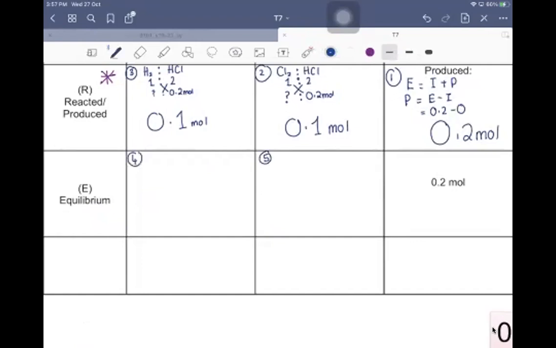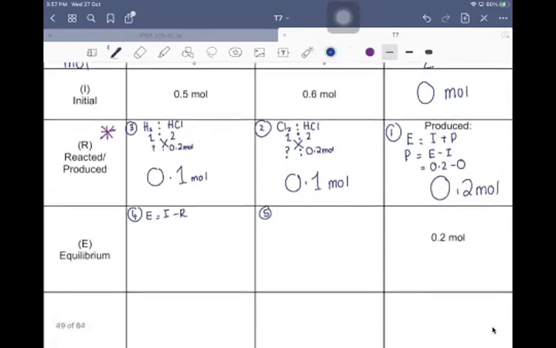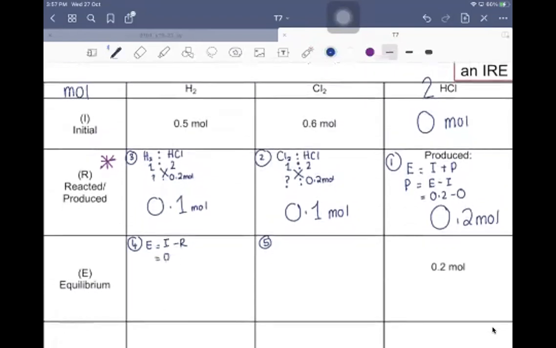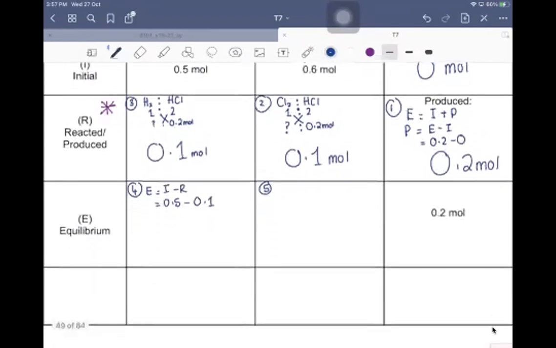Okay, they can be interchangeable. You can deal with 5 first and then followed by 4. It doesn't matter. So at equilibrium, you need to take the initial amount minus how much has reacted. So that makes sense, right? That tells you how much is left in your system, left in your equilibrium. So your initial for hydrogen is 0.5 minus reacted 0.1 mole. So the answer is 0.4 moles of hydrogen at equilibrium.